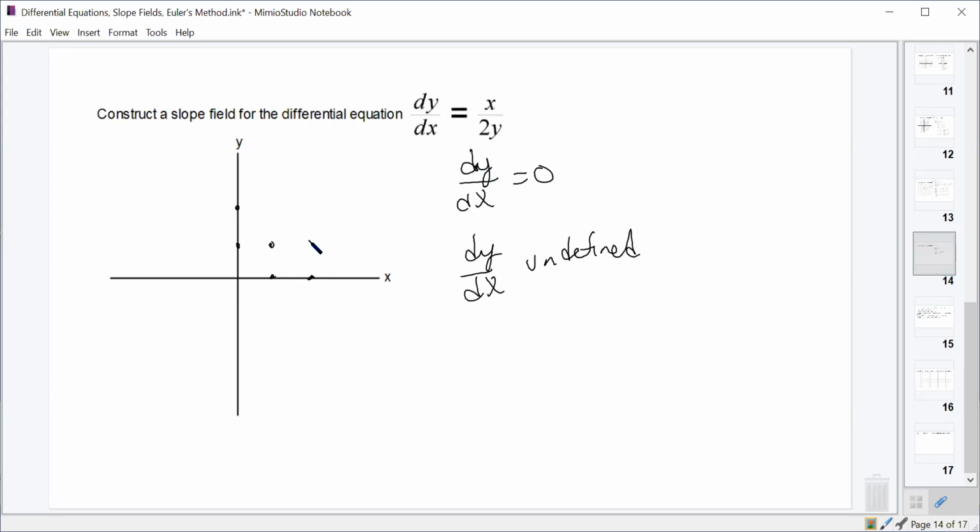When x is 0. If x is 0, y is not 0, right? And what about what makes it undefined? y is 0, x is not 0, right? Because those would be indeterminate if they were both 0.